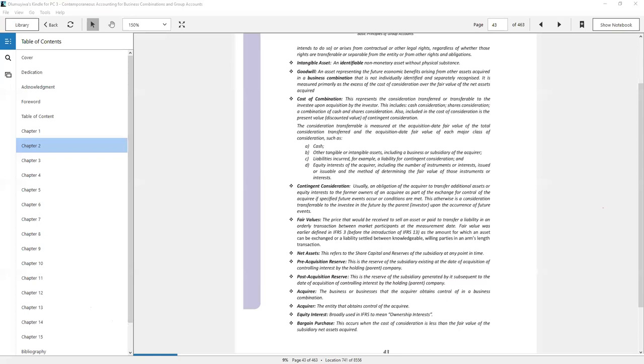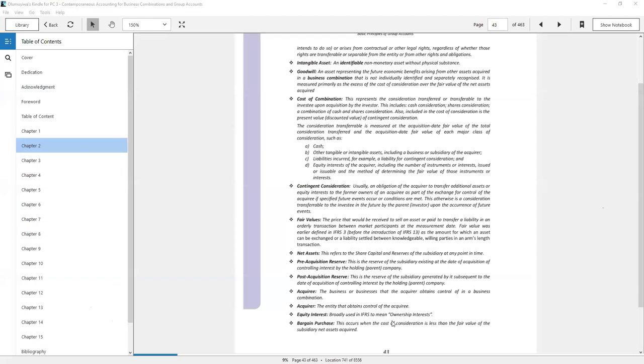Fair value. The price that will be received to sell an asset or paid to transfer a liability in an orderly transaction between market participants at the measurement date. Fair value was earlier defined in IFRS 3, before the introduction of IFRS 13, as the amount for which an asset can be exchanged or a liability settled between knowledgeable willing parties in an arm's length transaction.